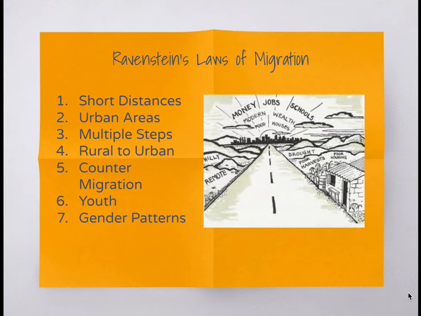Ravenstein's Laws of Migration. He's got 7 basic ideas that highlight certain rules that happen. 1, most migrations are short distance. 2, most migrations go to urban areas, both intra-regional and interregional. 3, they're multi-step. You just don't do one thing.